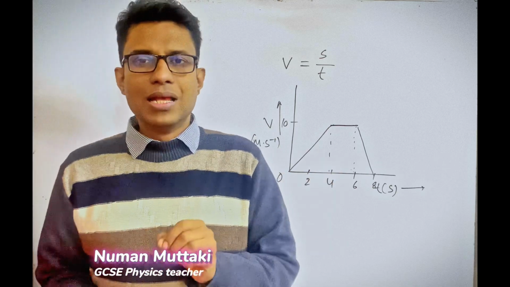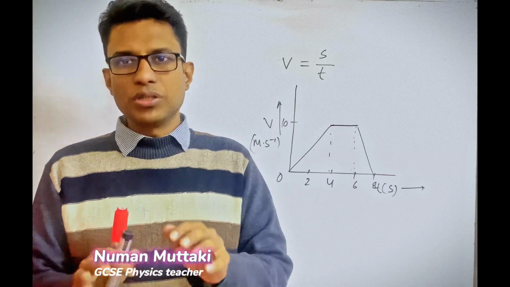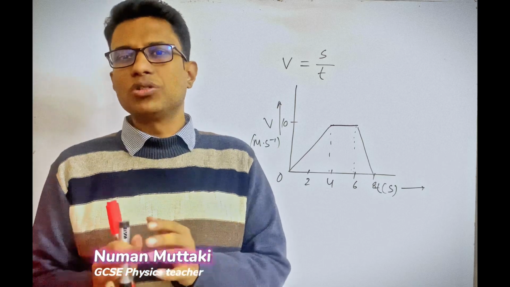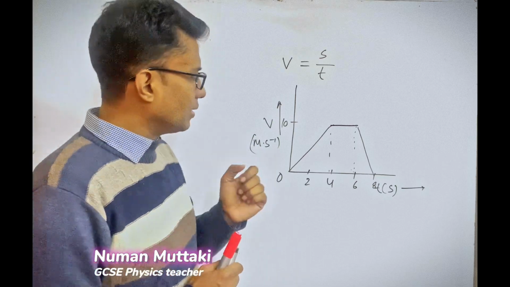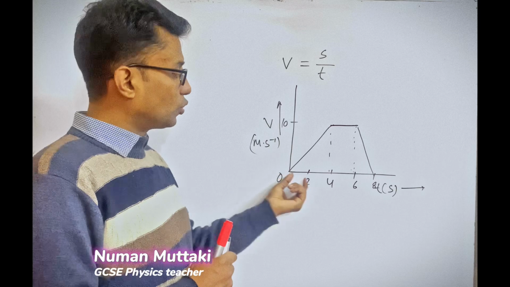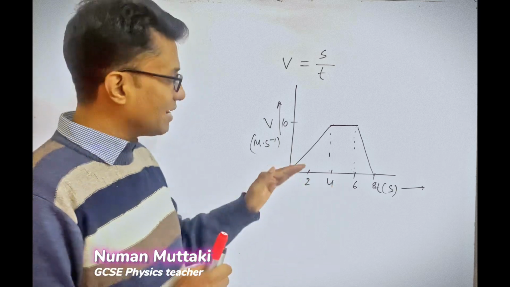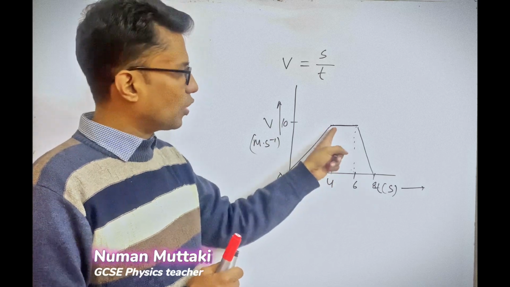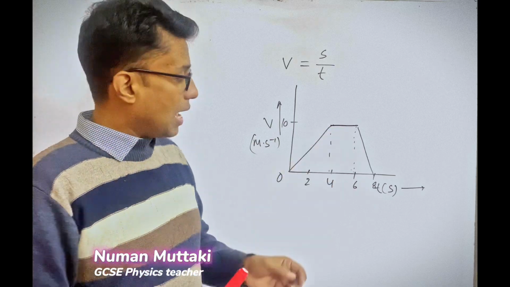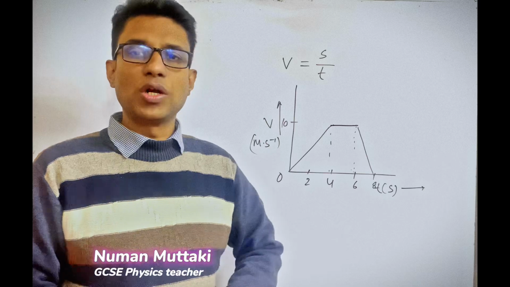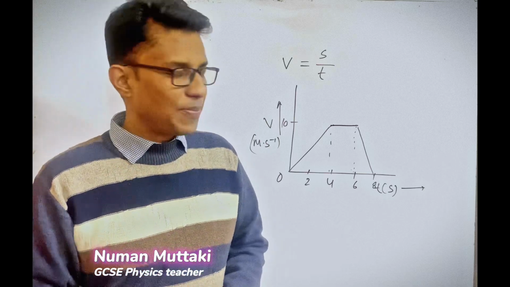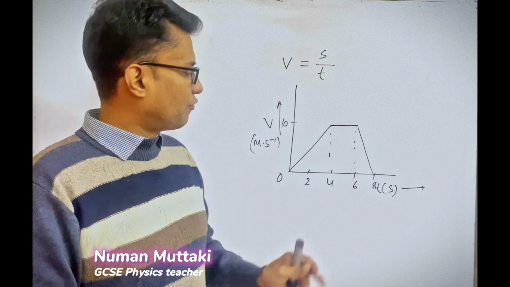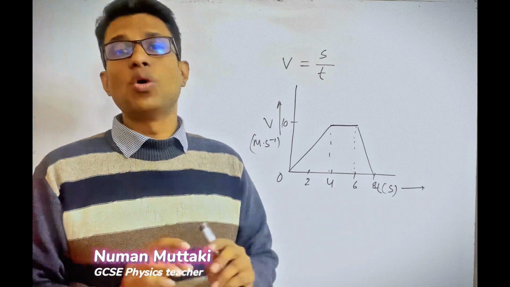Just imagine that there is a car which is moving on the road, and the change of velocity of the car according to time is given there. When the time is 0 to 4, the car has increased its velocity, and from 4 to 6 seconds the velocity is uniform, and from 6 to 8 seconds the velocity has decreased. That means for 0 to 4 seconds there is acceleration, and for 4 to 6 seconds there is no acceleration.